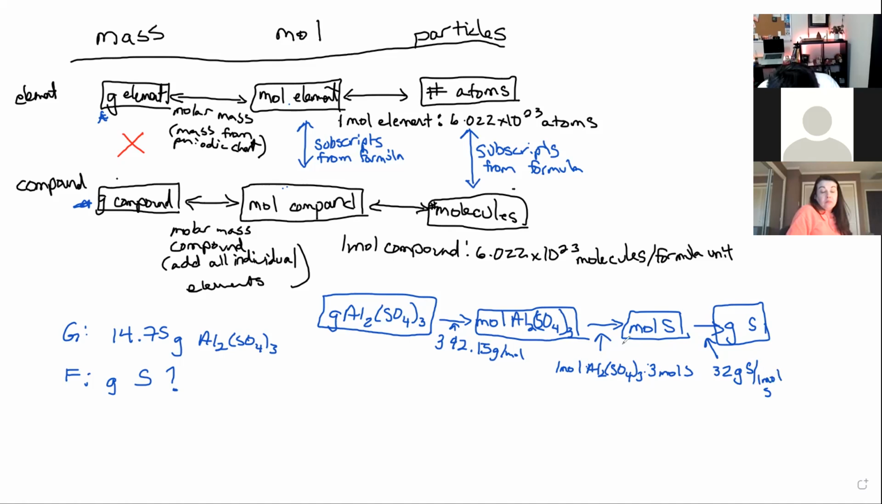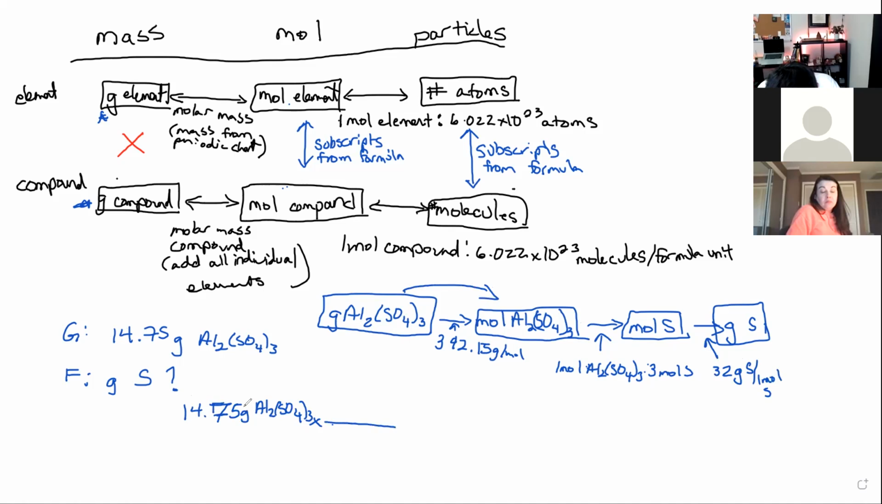So as you get the hang of it, do you have to write all these things out? No, but I want you to see where my thought process is, so that if you do want to write it out, you can. So we start with our given information, which is this. We've got 14.75 grams of Al2(SO4)3. Step 1 is to get from grams into moles.